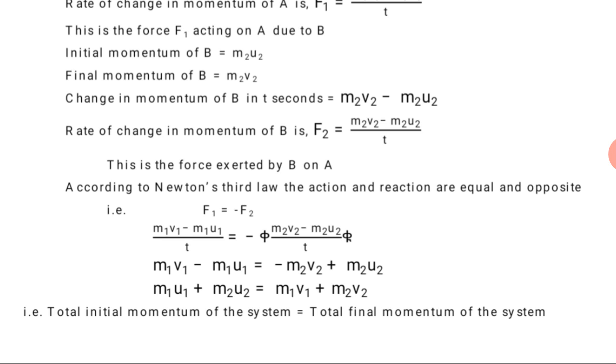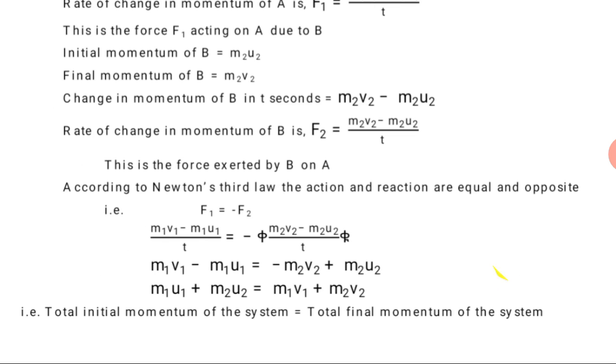From this expression it is clear that the total initial momentum of the system before collision and the total final momentum after collision are the same. So this proves the law of conservation of momentum. Whatever the total momentum before and after collision, the total momentum remains the same. This is the law of conservation of momentum. Note down this. Write the notes properly.